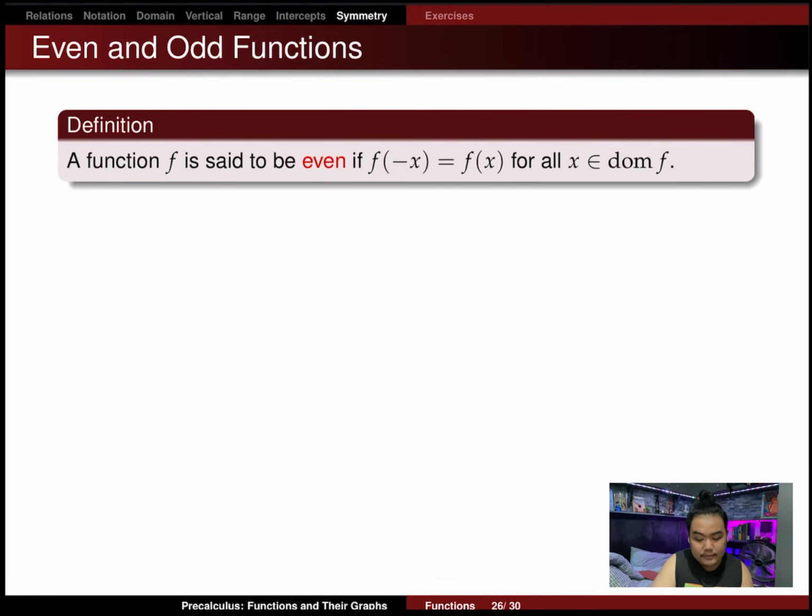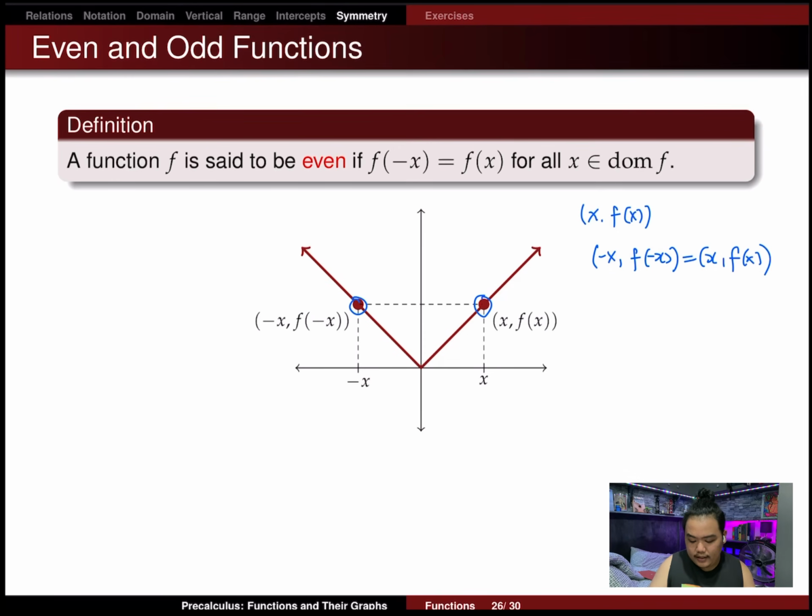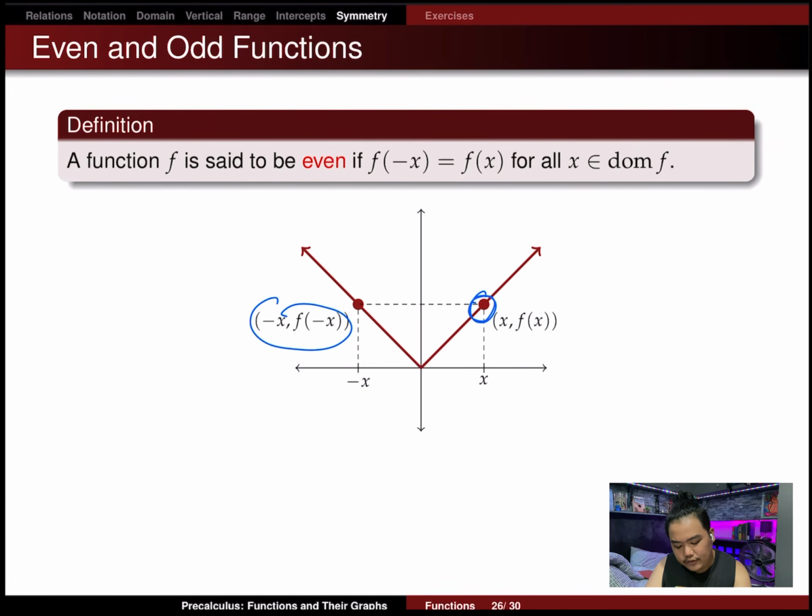And now, punta naman tayo doon sa odd and even functions. We say that a function f is even if f of negative x, ibig sabihin, if you replace x by negative x, you get f of x for all x in the domain of f. At ano yung physical interpretation niyan? Let's say you have x, f of x, asan si negative x, f of negative x, ito yon, which is this point.